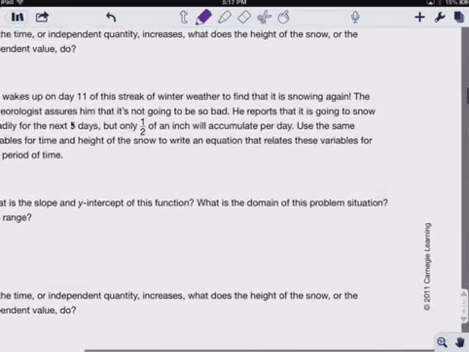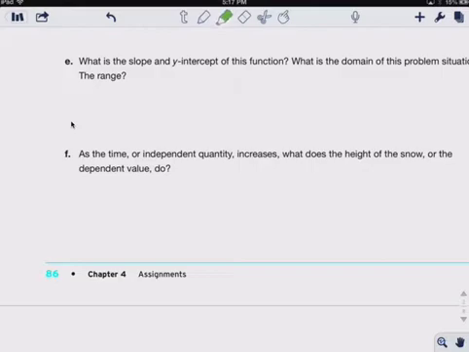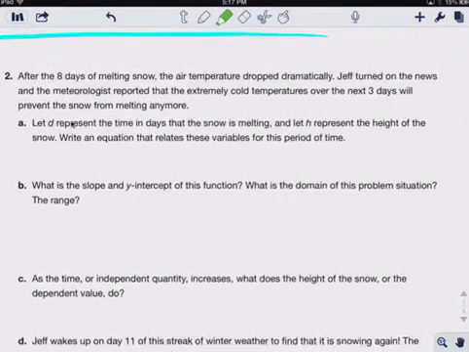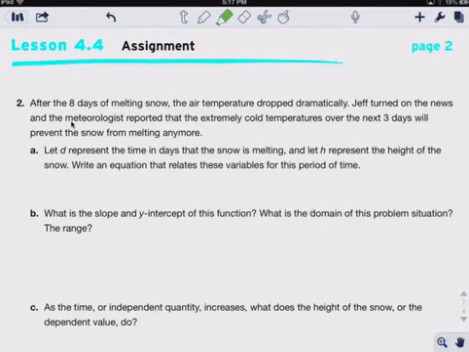This is page 86, remember. You're supposed to do A, B, and C. So I'm going to leave it here. A, B, and C is your assignment there.